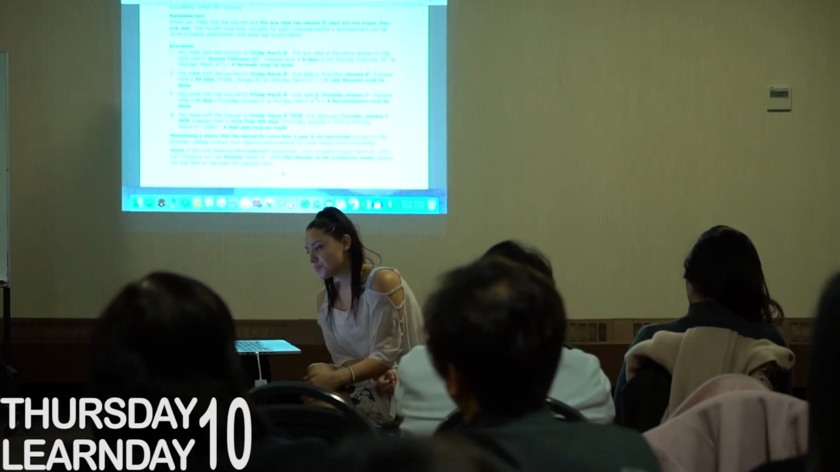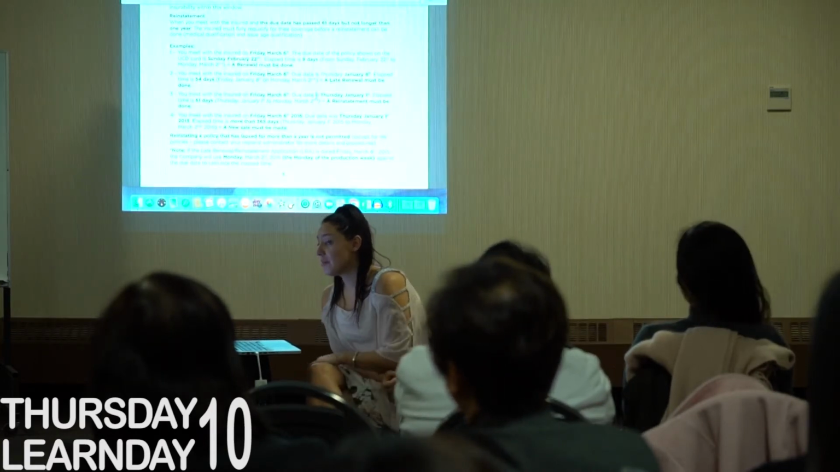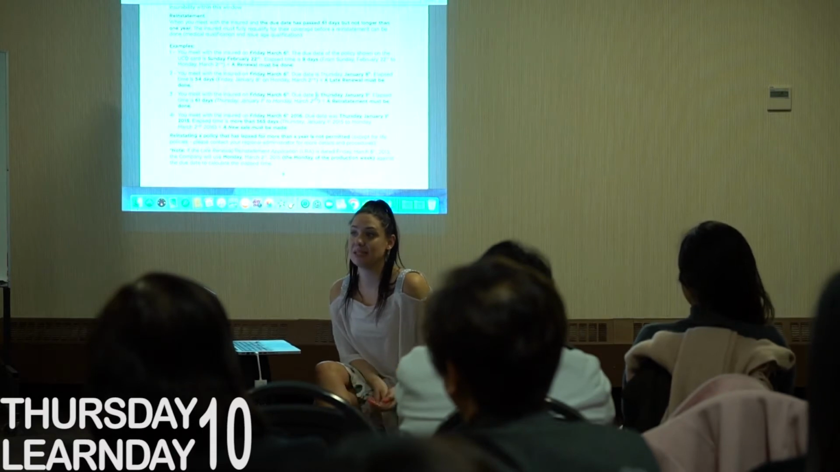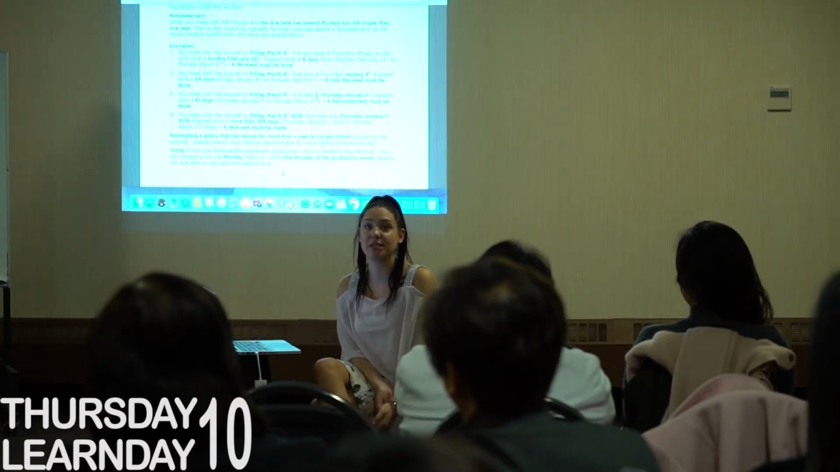Okay? You meet with the insured Friday, March 6th. The due date is Thursday, January 1st. Elapsed time is 61 days. A reinstatement must be done because it's been past the 60 days. Even if it's 1 day, you still need to do a reinstatement.